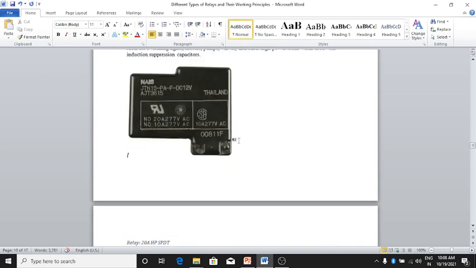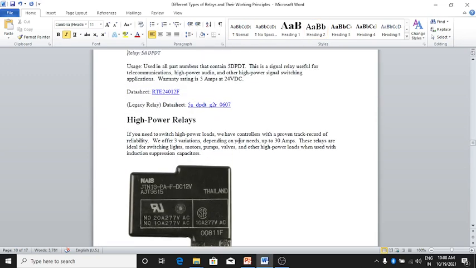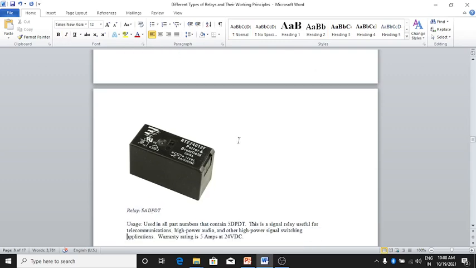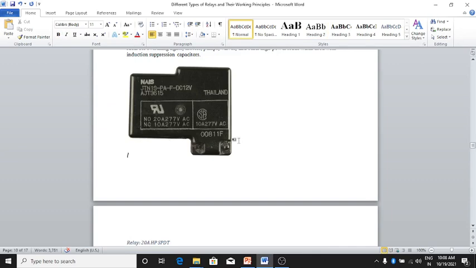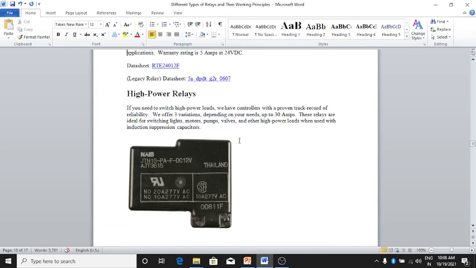Clear everybody? You got the concept of SPDT and DPDT. I think it is okay. We studied the working principle, ratings, and uses of the relays.